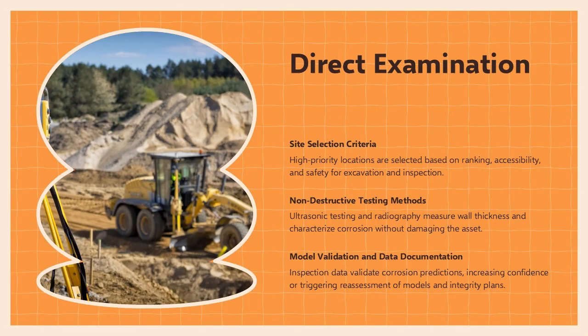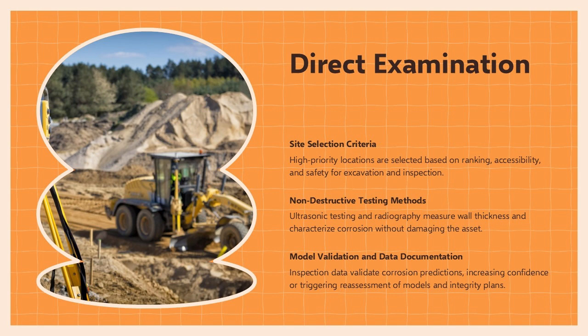Direct examination provides field validation of the predictions made during indirect inspection. In this step, a selected number of high-priority locations are excavated and inspected to confirm the presence, type, and severity of internal corrosion. Site selection is based on ranking results, accessibility, and safety considerations. Once exposed, non-destructive testing methods such as ultrasonic testing (UT) or radiography are used to measure remaining wall thickness and characterize corrosion features. Visual inspection and internal surface condition assessments may also be performed where possible.